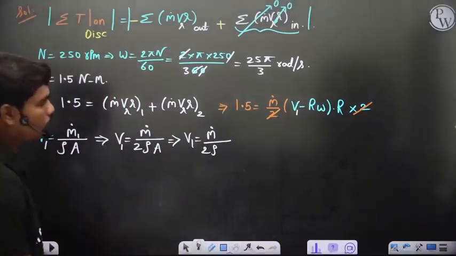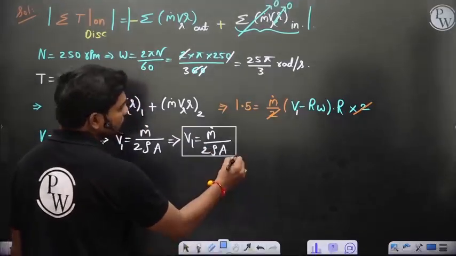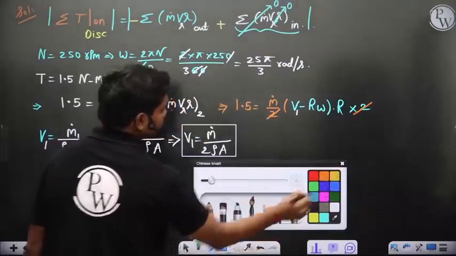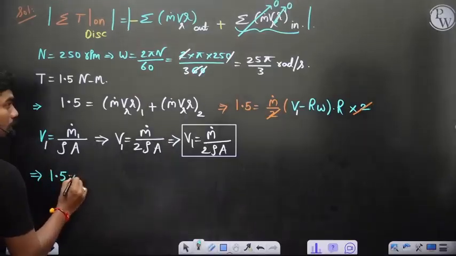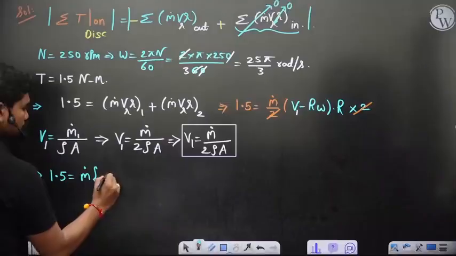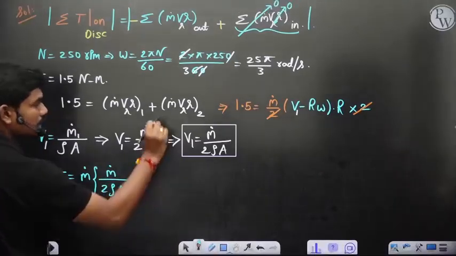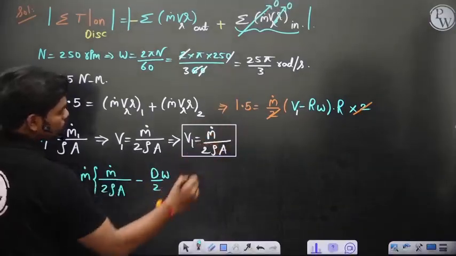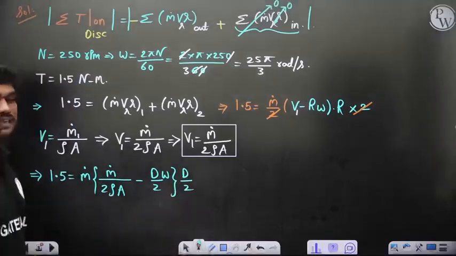So this is like 2 rho A is what we can write. Okay, so let's see. This is V1. So let us substitute here. So substitute करके simplify करेंगे और देखेंगे आंसर क्या आएगा. So this implies 1.5 is equal to m dot into V1. So V1 is m dot by 2 rho A minus r omega. So r can be written as d by 2 omega into r, one more r, so which is d by 2. So this is a quadratic equation in m dot.